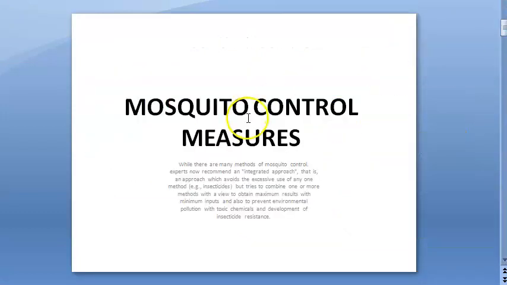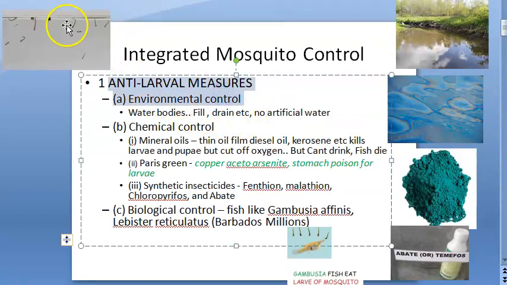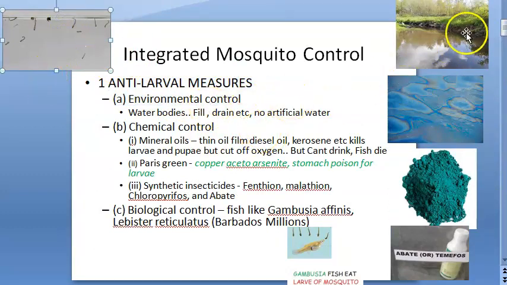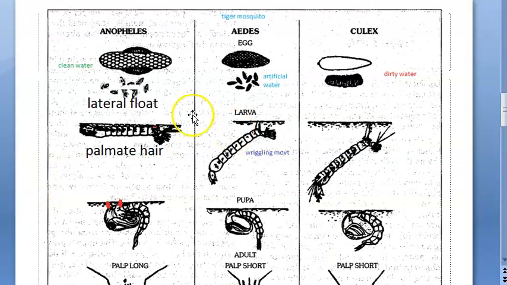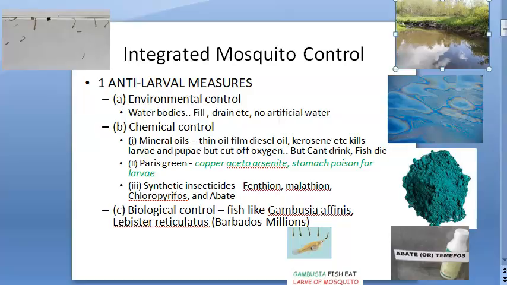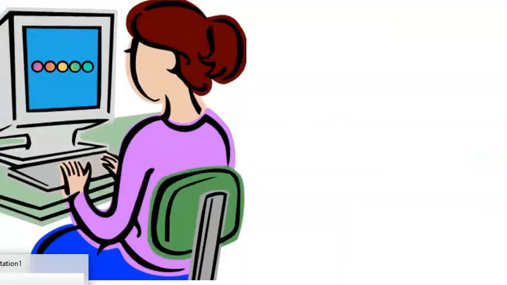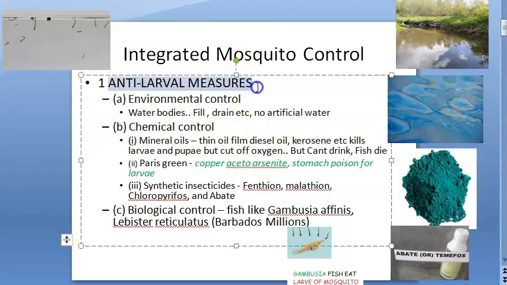Okay. Now, what did you see in anti-larval measures? Against the larva, you will have environmental control. You'll have to fill the water or cover it, or you should not keep artificial water, etc. Based on the different types of mosquitoes, you will have to decide which to adopt, because Anopheles will breed in clean water, Aedes will breed in artificial water, Culex will breed in dirty water. So based on which mosquito you want to control, you can take action for the anti-larval.